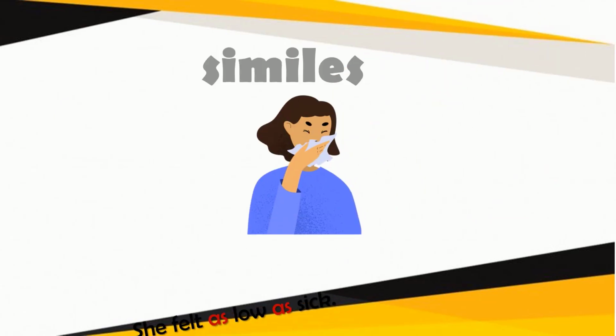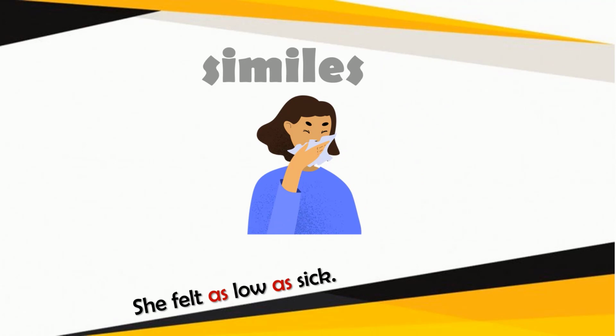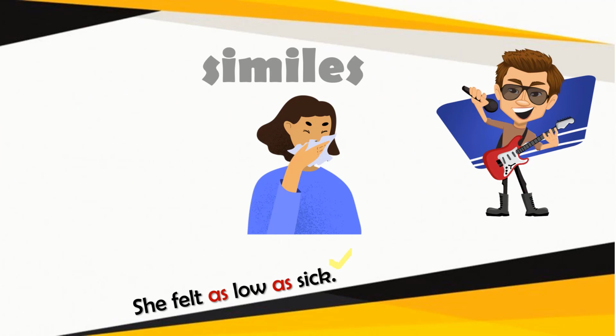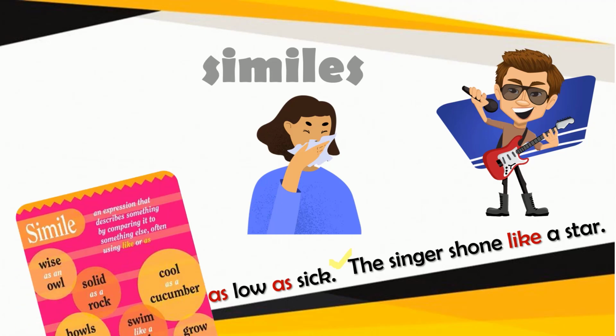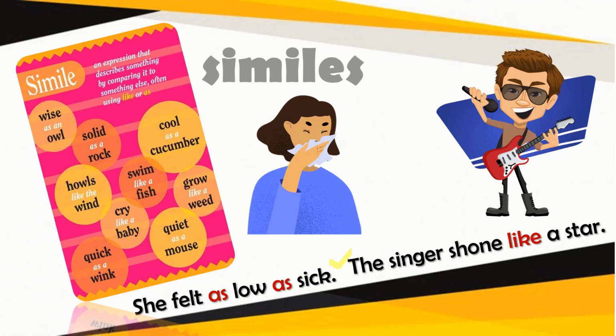Let's see some other examples of similes. You can say she felt as low as a sick person. Sometimes we are low not because of sickness, but we can describe it that we are low as a sick person. Or if you want to describe some singer, we can say that the singer shone like a star. So definitely using similes will bring more description and a clear picture in our reader's or listener's mind.